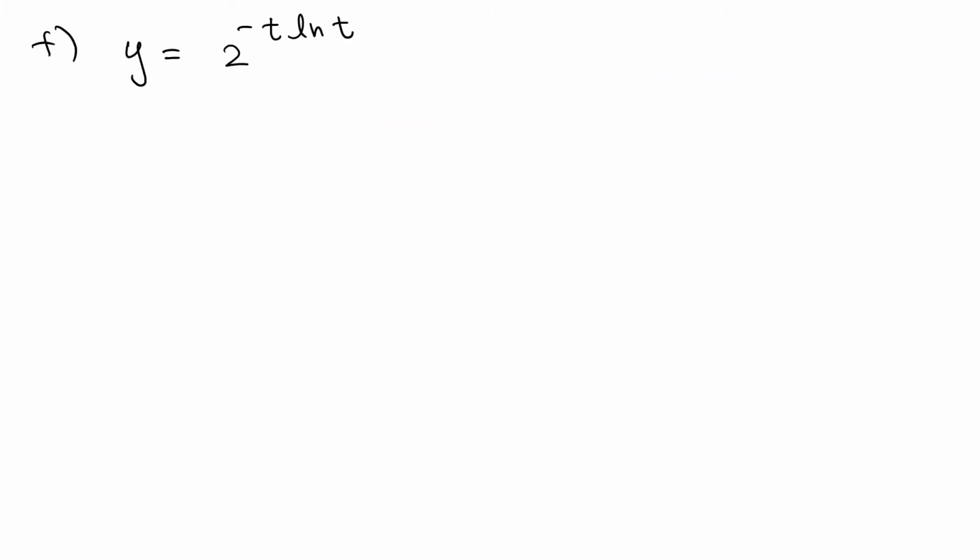As the next one, we have y equal to 2 to the power negative t ln t. So that's a product, and also we have a constant to a power other than the exponent e. So let's recall the derivatives now. We have a few derivatives here.